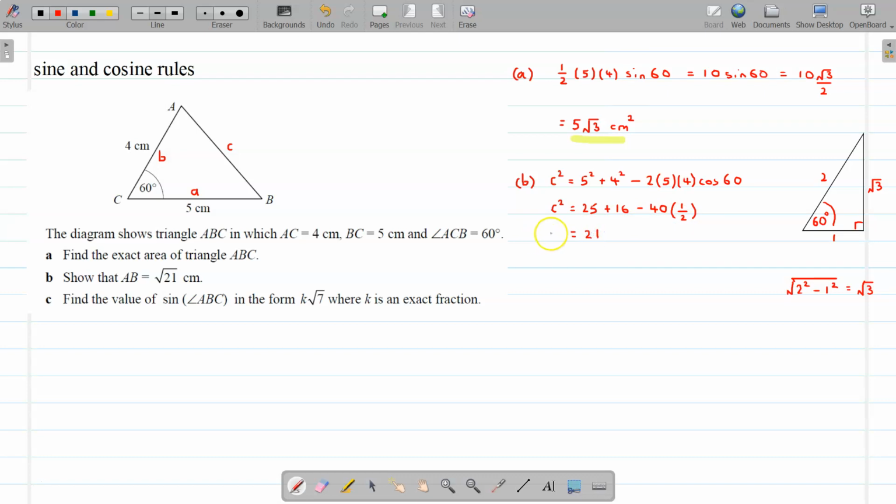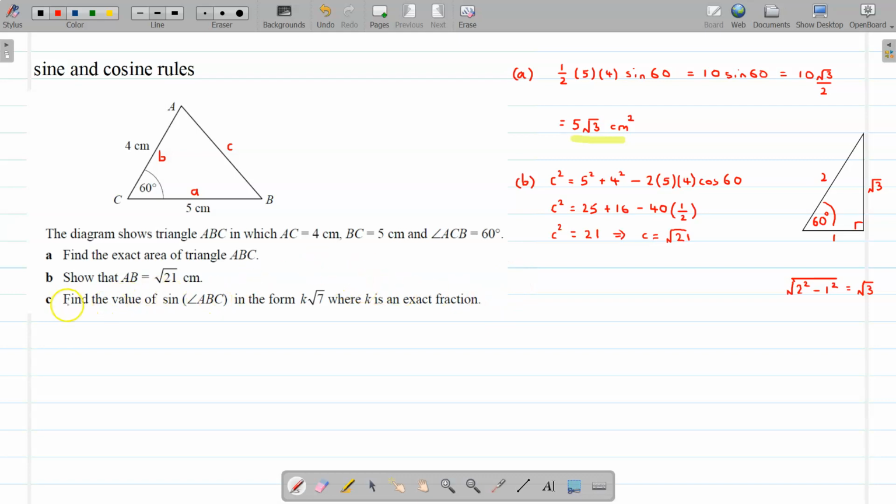So if c squared is 21, then it follows that c equals root 21. Okay, so we've shown that to be true just by substituting carefully those numbers into the correct places in the formula for the cosine rule.